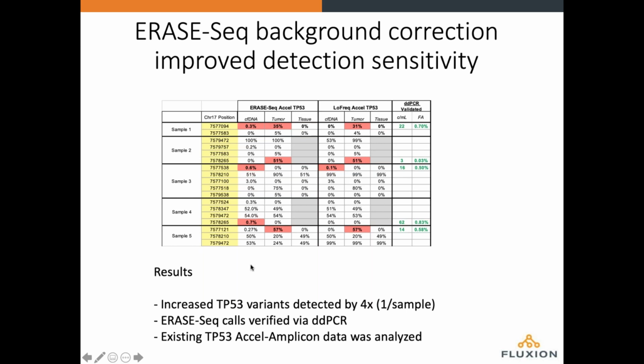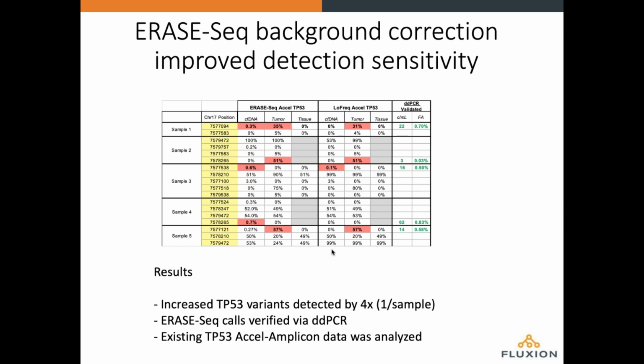Now, what you see is in cell-free DNA, we were able to detect significantly more variants that are present in this, again, 0.1 to 1% range. In this 5-sample data set, we detected 1, 2, 3, 4 variants that were previously undetected using standard callers.